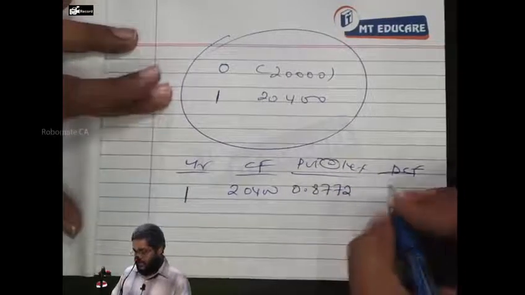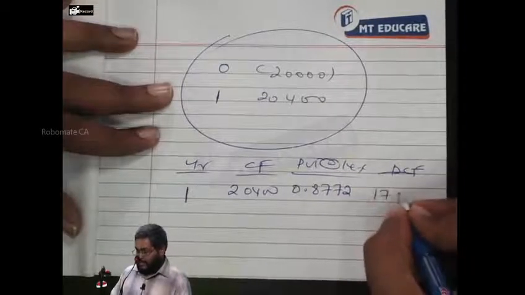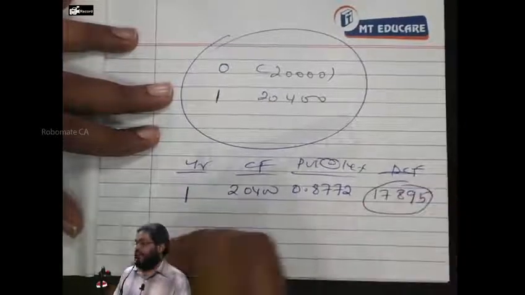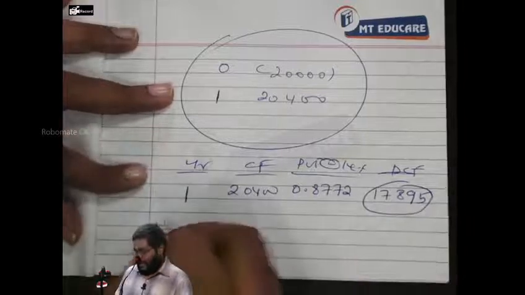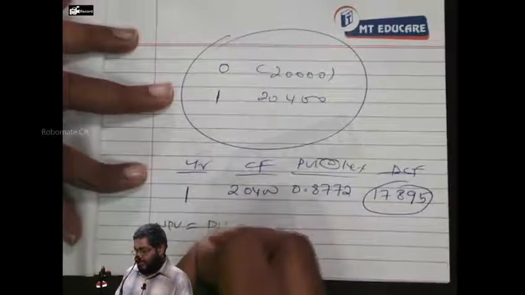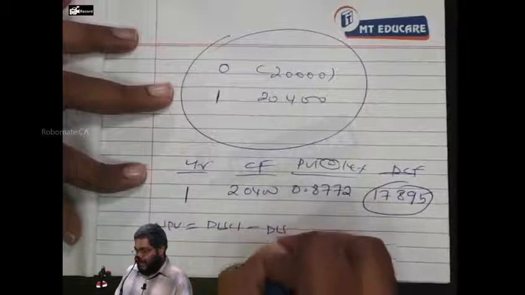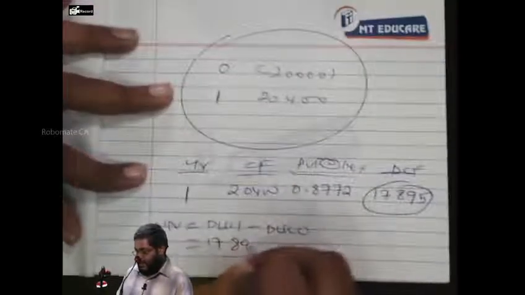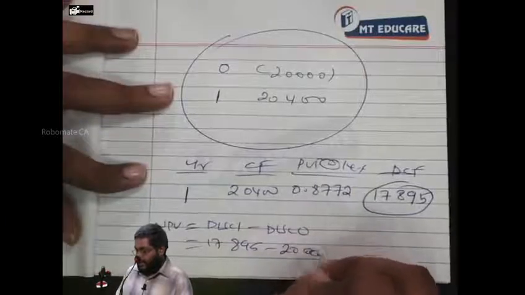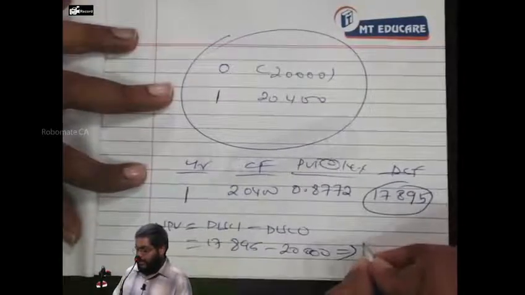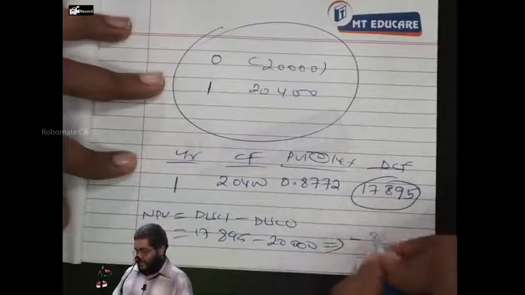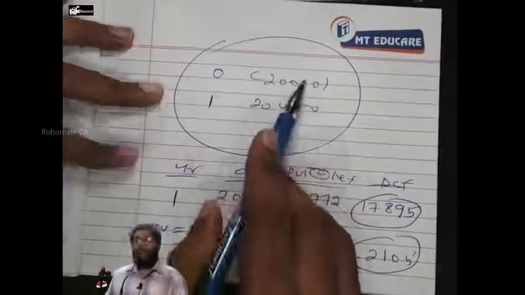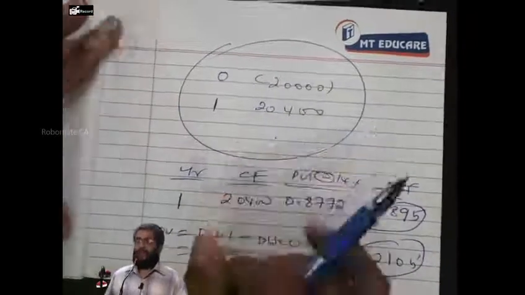0.8772. And what is the amount? 17,890, some number, 17,890. The discount inflow, no. Tell me, NPV is equal to discounted inflow minus what? Discount outflow. What is invested here? 20,000. 17,895 minus what? 20,000. Can you tell me the NPV amount? Minus 2105. In other words, today the cash in hand is 20,000.